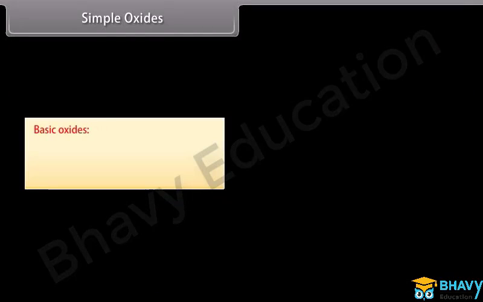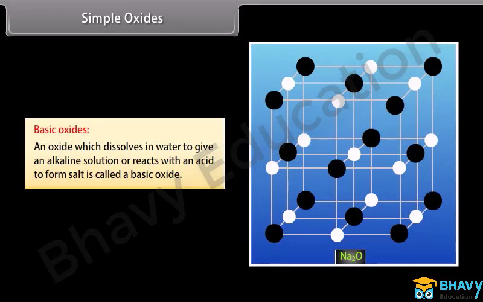Basic oxides. An oxide which dissolves in water to give an alkaline solution or reacts with an acid to form salt is called a basic oxide. For example, Na2O, K2O, MgO and CaO.